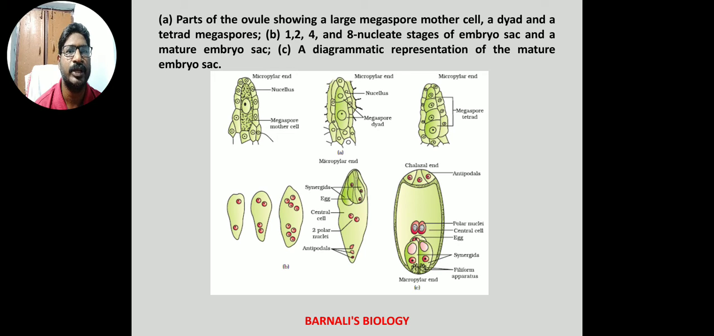In figure C, you can see a mature embryo sac. Here we have got 3 antipodals at the chalazal end. At the micropylar end, we have got the egg and 2 synergids. And in the center, we have got polar nuclei, that is the central cell. The cell in the center contains 2 nuclei.